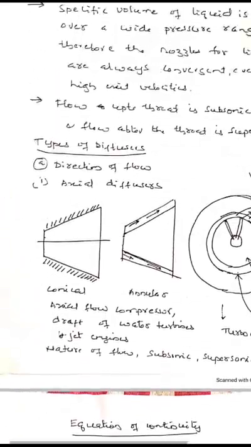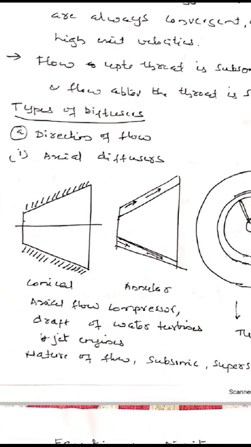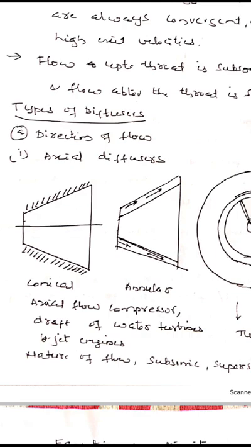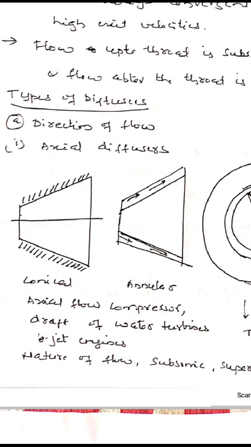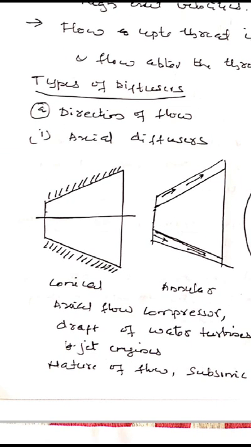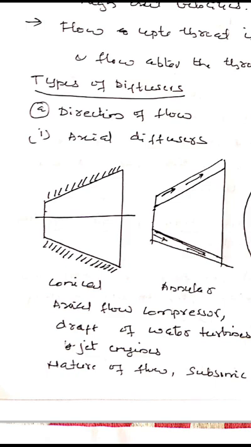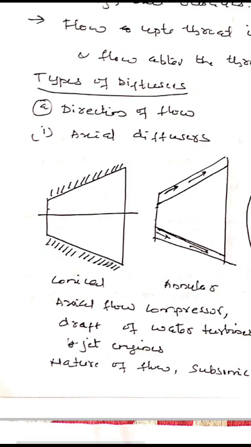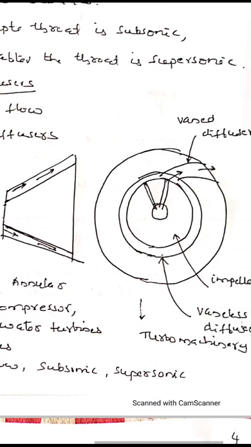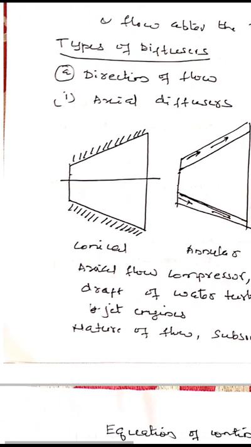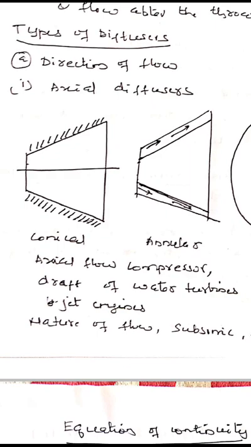Now, the diffuser. The function of a diffuser is exactly opposite to that of a nozzle. They decelerate the flow with an increase in pressure. They have a gradually diverging section, as shown in the figure. There are two types of flow direction: axial diffuser and radial diffuser. An axial diffuser is shown here.